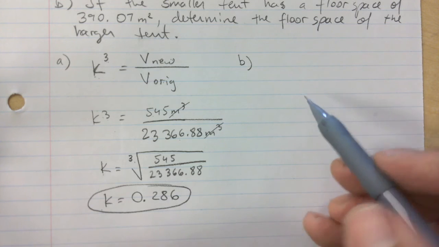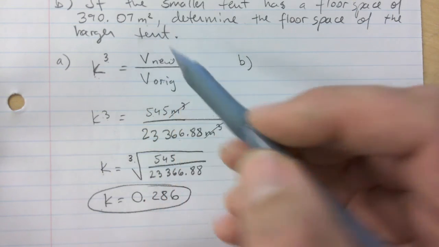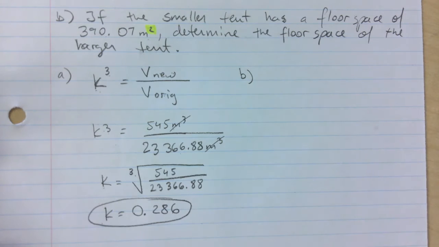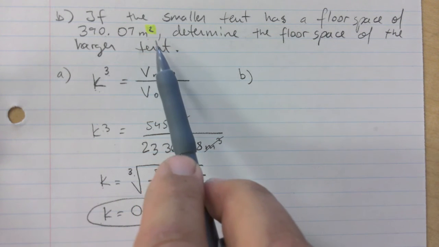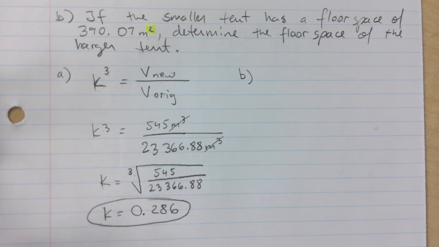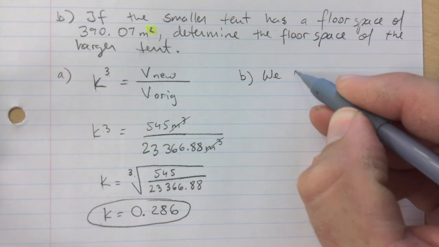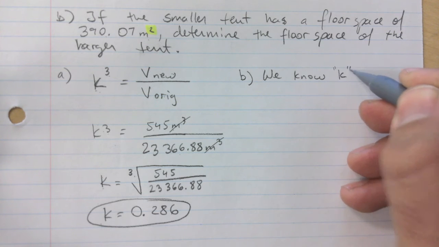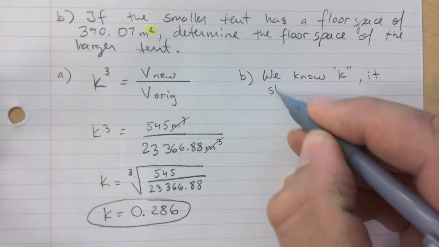it says if the smaller tent has a floor space of 390.07 square meters, I'm going to highlight that, right? Square meters is 2-dimensional. If this is true, determine the floor space of the larger tent. I will say this. We know K, right? It stays the same.